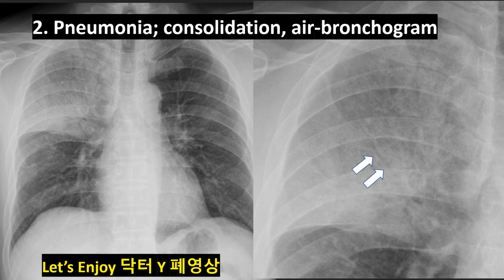Arrows indicate the black road of the airway, bronchus. We call it air bronchogram. And the diffuse whiteness, diffuse haziness is consolidation. So this is alveolar lobar pneumonia with consolidation and air bronchogram.